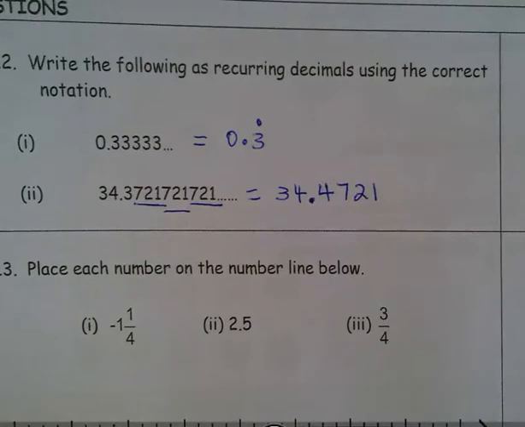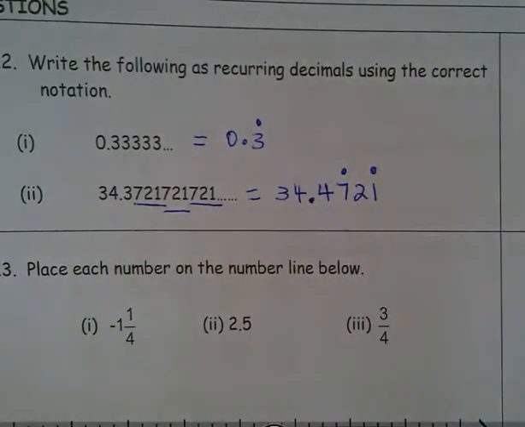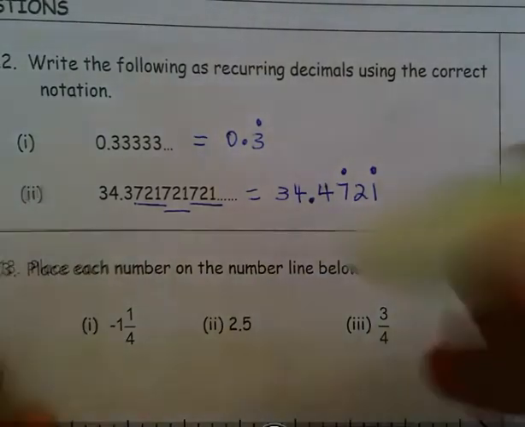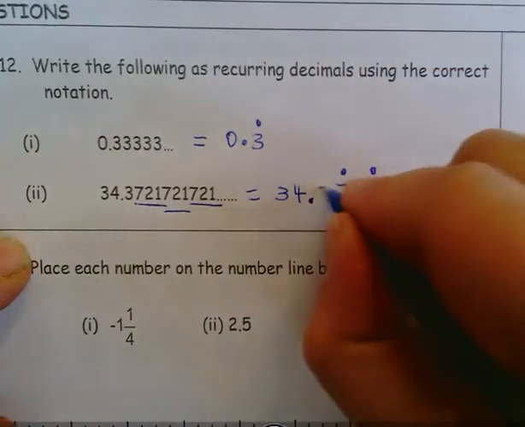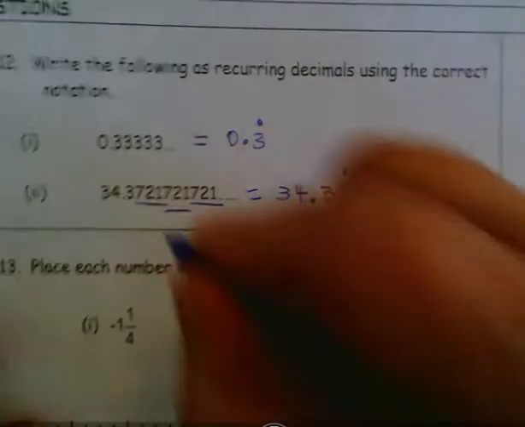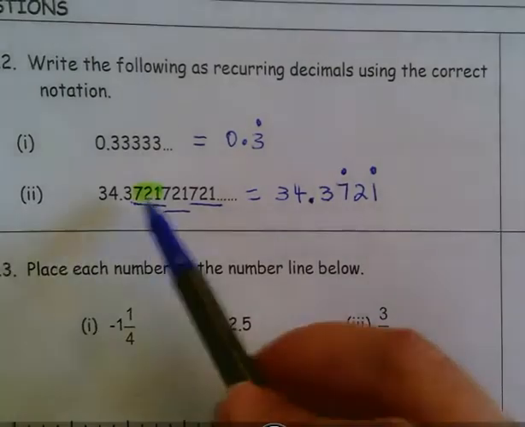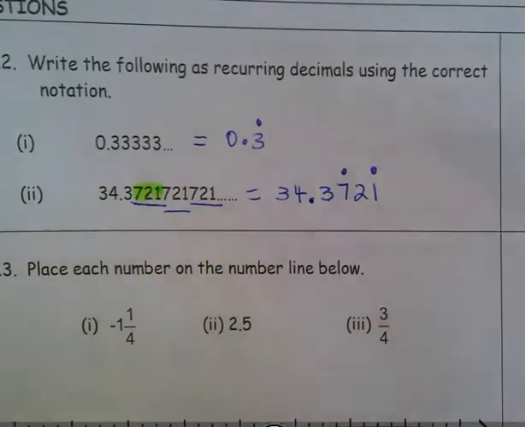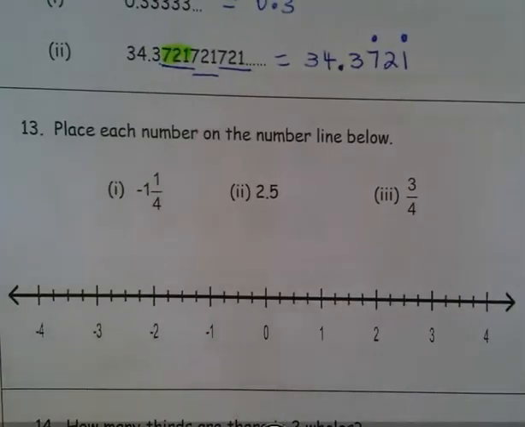Now, where do I put the dots? Only on the first and the last one that repeats. You don't put it on all 3. Very good. So 34.3, and it's the 721 that repeats. 721, 721, 721 repeats. So please do not put the dots on the 7, the 2, and the 1.